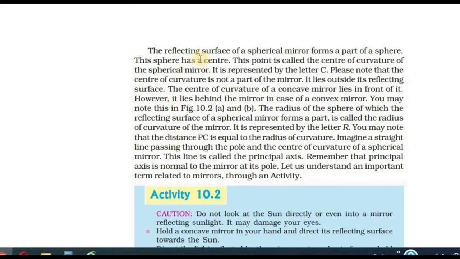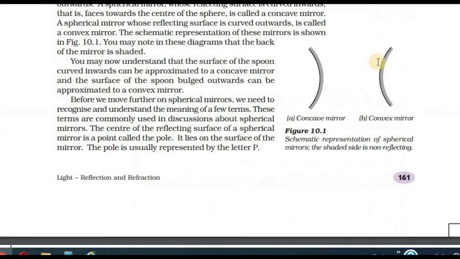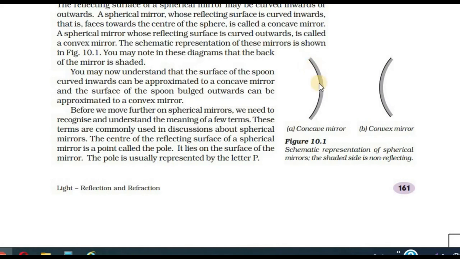discuss is the center of curvature. Center of curvature of a spherical mirror. I already told you that this concave mirror or convex mirror, both of them are a part of a sphere, isn't it? These two types of mirrors are a part of a sphere. The center of curvature C means the center of this sphere of which this mirror is a part.